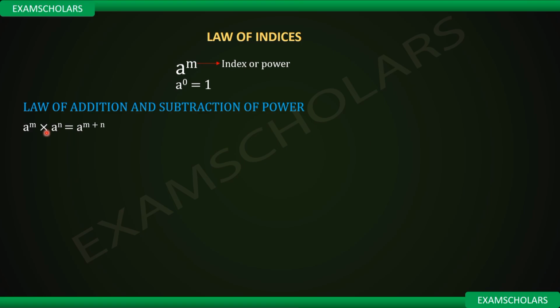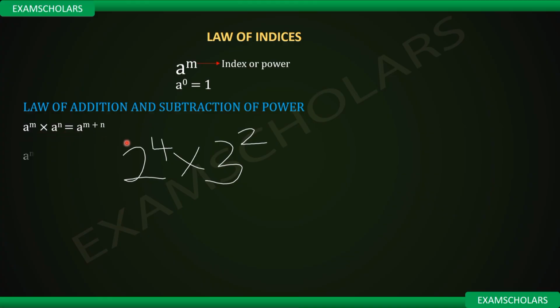For instance, 2 raised to power 4 times 2 raised to power 6 will give you 2 raised to power 10. You cannot do 2 raised to power 4 times 3 raised to power 2. You can't do it. You cannot add their powers because the bases are not the same. I've explained that too.